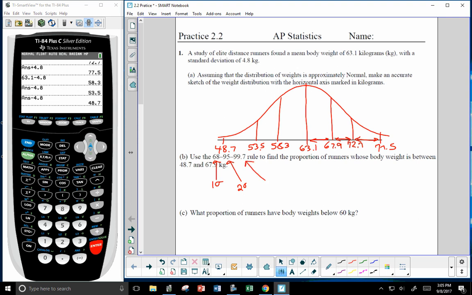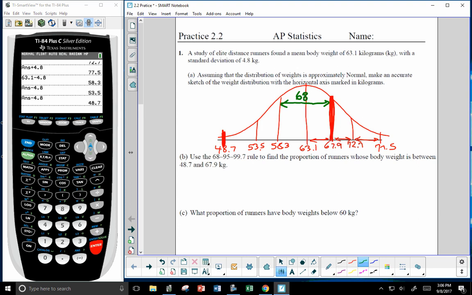So we need to use that information to figure out what percentage, or proportion, of the data is between 48.7, which is here, and 67.9, which is here. Okay, so we know that from here to here is 68. One thing that tells me is that this is 34% and this is 34%, because it's half of 68.